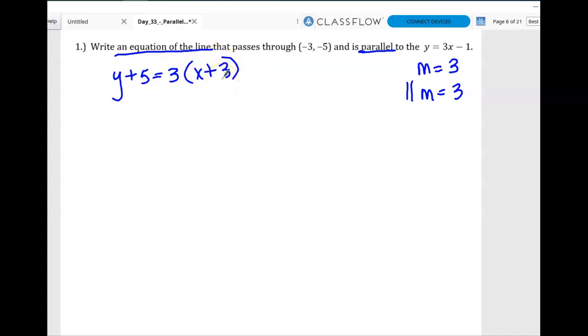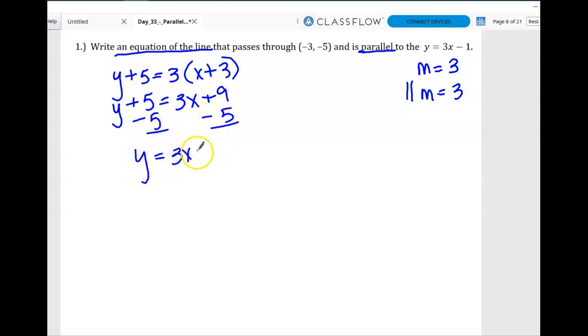So we put that into point slope form, and then we distribute. And after we distribute, we subtract our 5 from both sides. We've got y is equal to 3x plus 4. So that's the equation of the line.